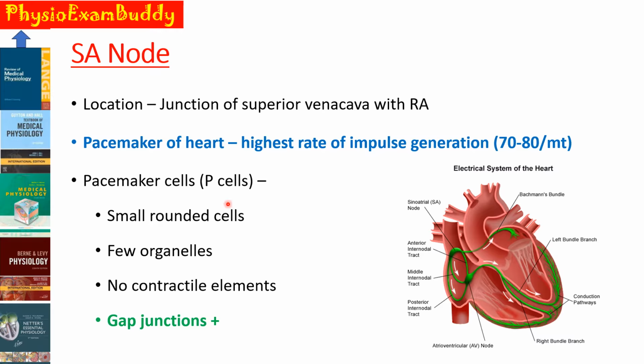SA node is composed of specialized cells which are known as the pacemaker cells or the P cells. They are small rounded cells of 3 to 5 micrometer in diameter, and they have only few organelles and almost no contractile elements. Gap junctions are present in these pacemaker cells.